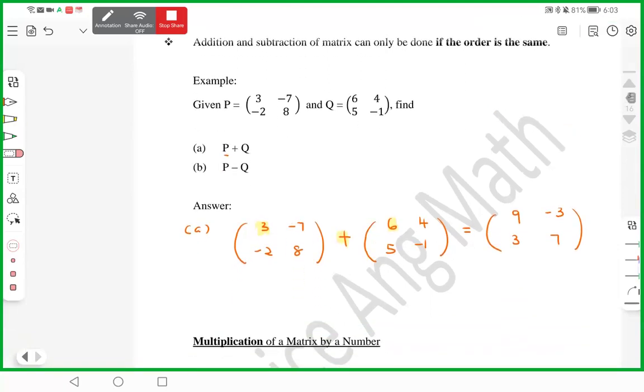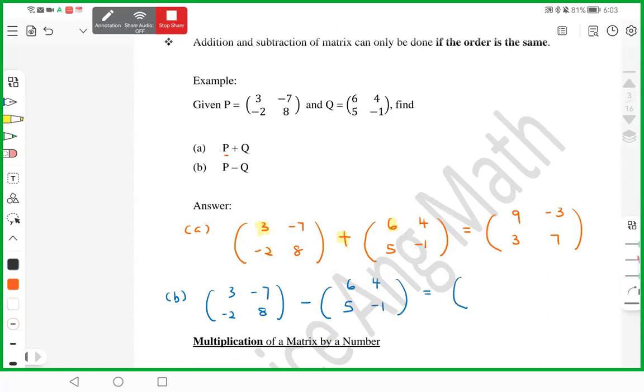So P minus Q, a quick one. We just need to show matrix P minus matrix Q. From left to right, 3 minus 6, that is negative 3. Negative 7 minus 4, negative 11. Negative 7, then this is 9, counting.